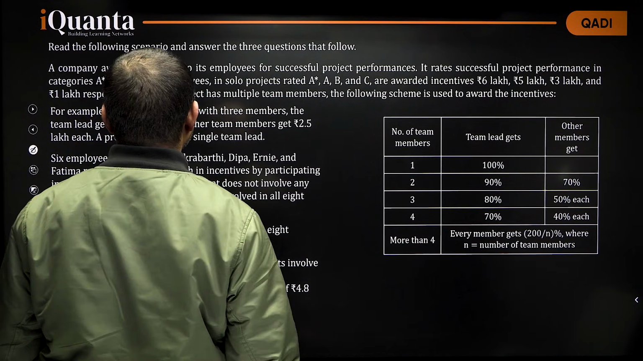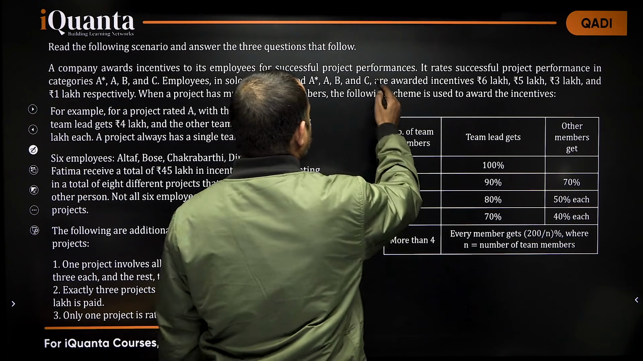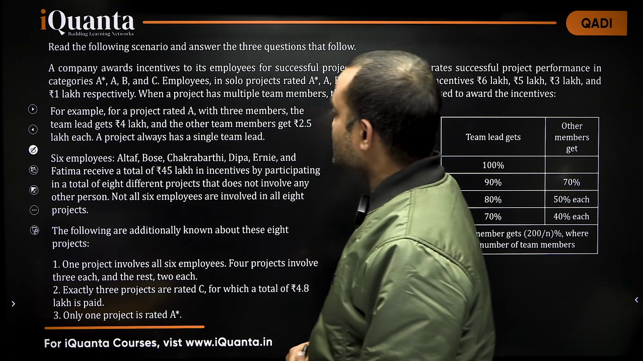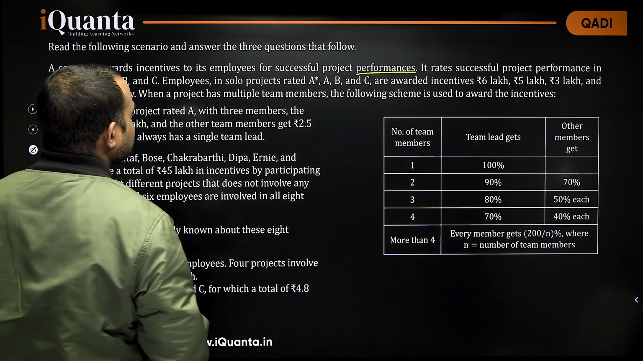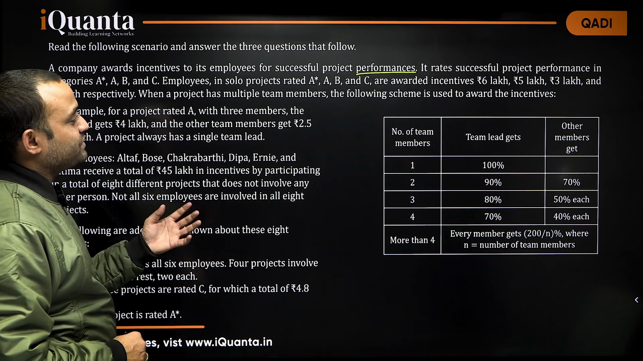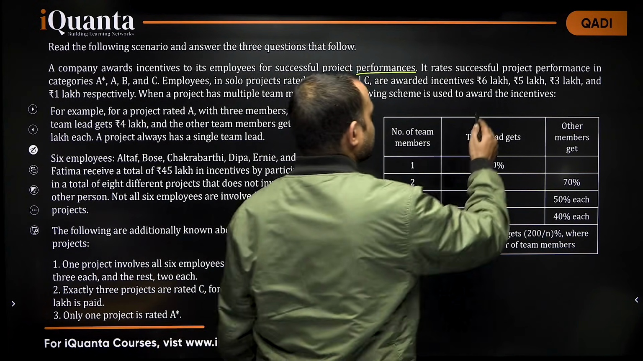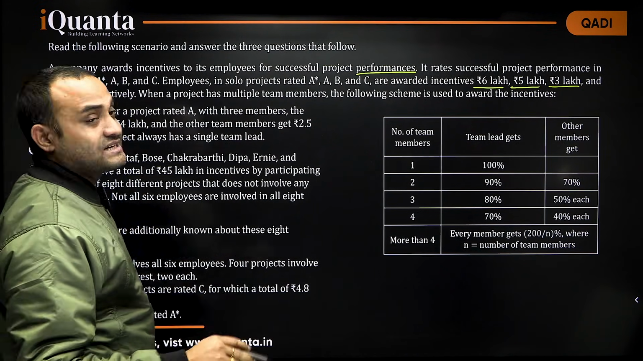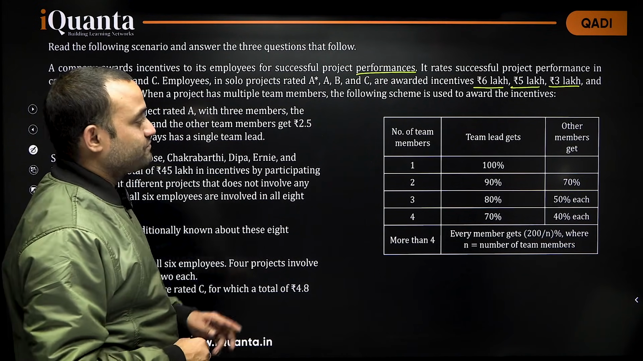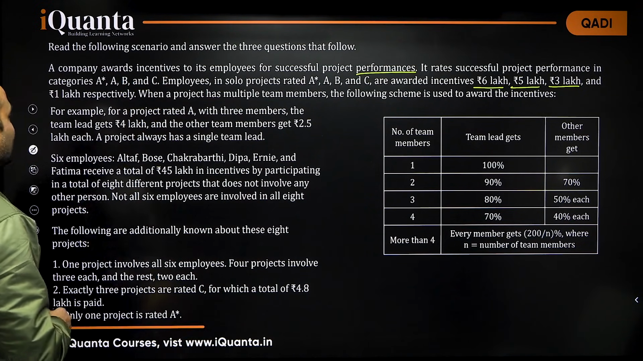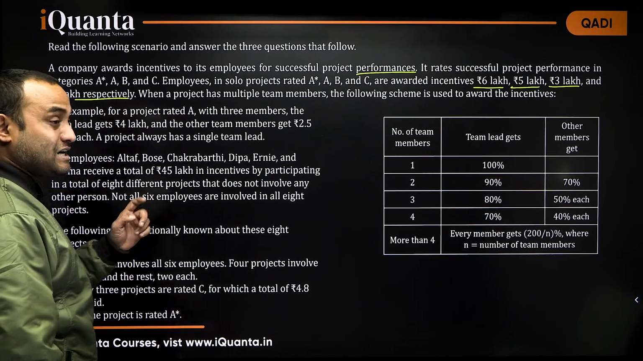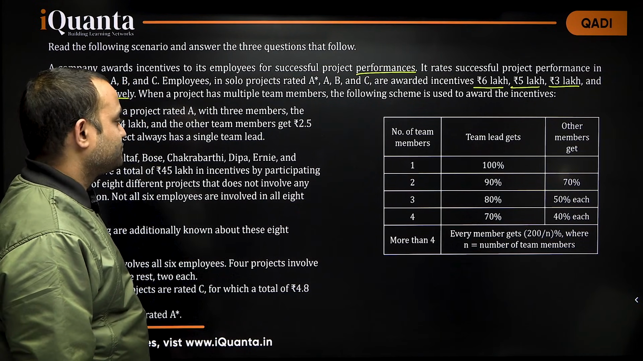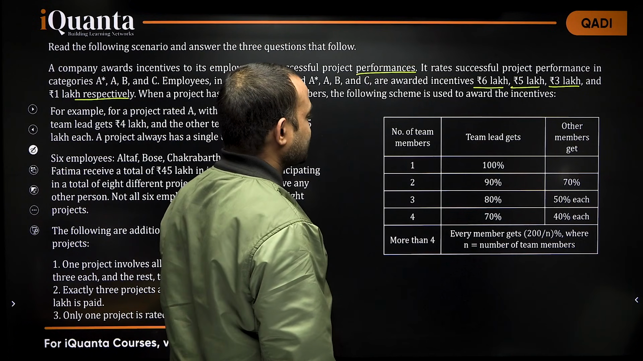A company awards incentives to its employees for successful project performances. It rates successful project performance in categories A star, A, B and C. Employees in solo projects rated A star, A, B and C are awarded incentives 6 lakhs, 5 lakhs, 3 lakhs and 1 lakh respectively. For A star, you are getting 6 lakhs, for A, 5 lakhs, for B, 3 lakhs and for C, 1 lakh respectively. When a project has multiple team members, meaning more than one, the following scheme is used to reward the incentive. This is the scheme that is used to reward the incentives.